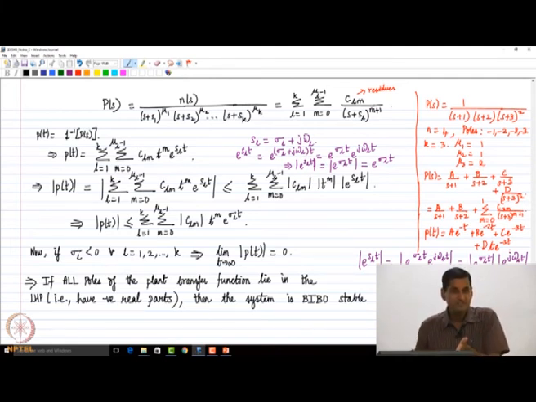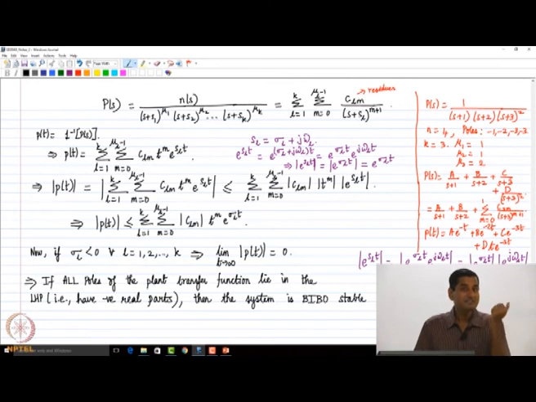Because let's look at this derivation, right? Now if you tell me I have a system where one pole is in the right half of complex plane, what will happen to this derivation? What conclusion can I draw from this derivation? Nothing. Why? Let's say one pole is in the right half of complex plane, so sigma L is greater than 0. What will that imply? I will only be able to conclude that the magnitude of p of t is less than or equal to infinity. That doesn't help me.